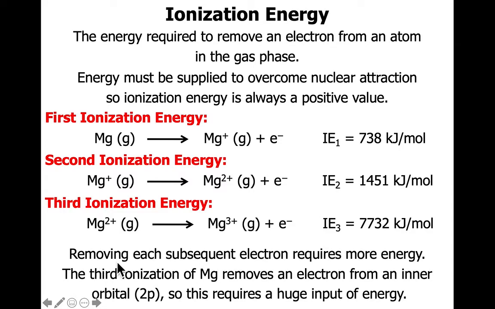Here's a more detailed explanation of that. Removing a subsequent electron requires more energy. The third ionization removes an electron from an inner orbital, the 2p, and so requires a huge input of energy.